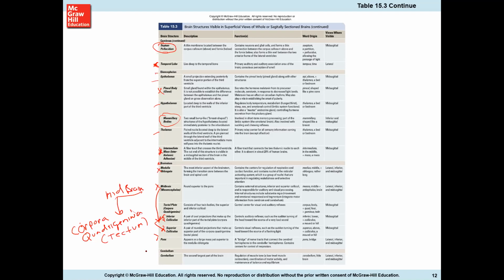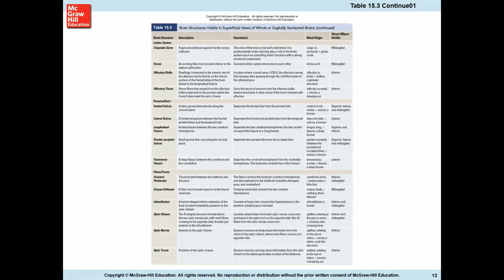And then you'll see the cerebellum. Remember the tree of life, which is the arbor vitae, which is the white matter within the cerebellum. The cerebellum also has gray matter too. Okay, cingulate gyrus, I'll show you where that is. The fornix, these are all important. Olfactory bulbs, olfactory tracts. Of course, the central sulcus, very important. I'll show you where that is.